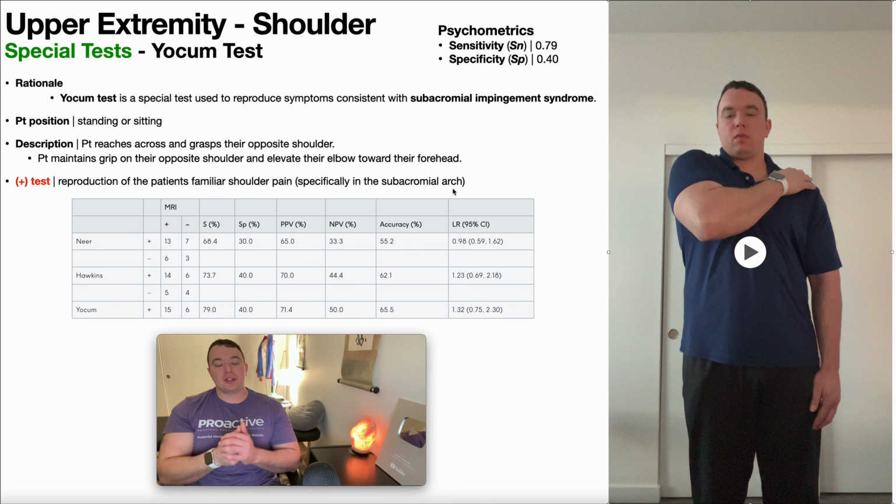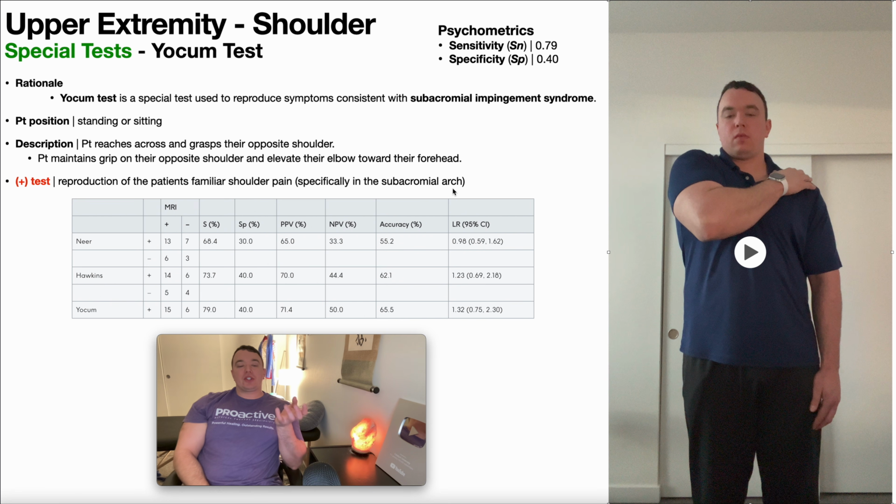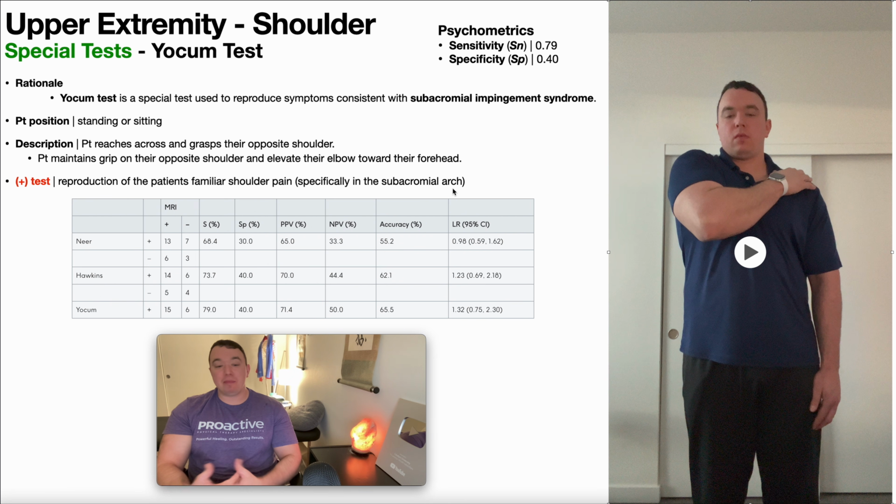So when you're interpreting this test as positive or negative, you need to make sure you know where they're feeling the pain. If they're feeling the pain more at the insertion of supraspinatus or infraspinatus, it's not necessarily a negative test, but it may not indicate impingement syndrome. It may indicate a rotator cuff tear, and you should probably do some other tests like the empty can test or full can test to differentiate that further, okay? And a negative test would, of course, be there's no pain at all, okay?